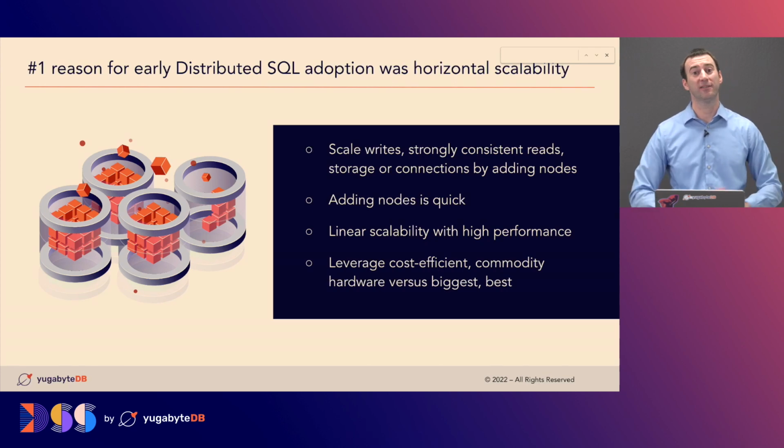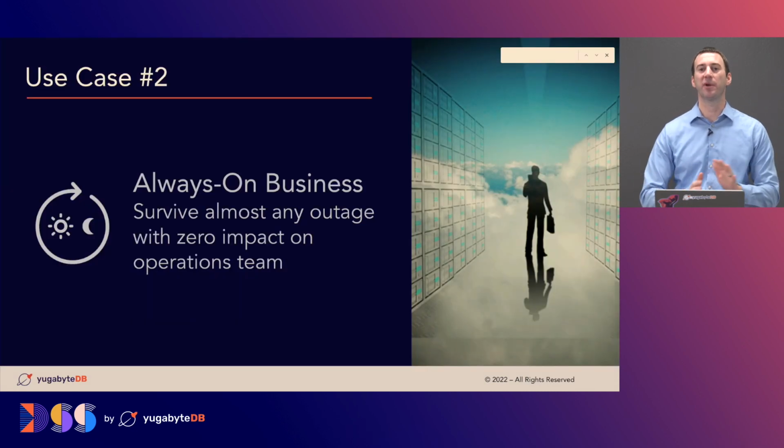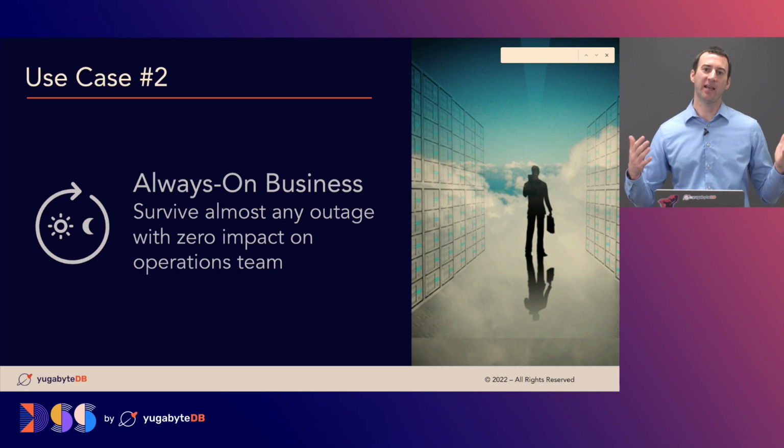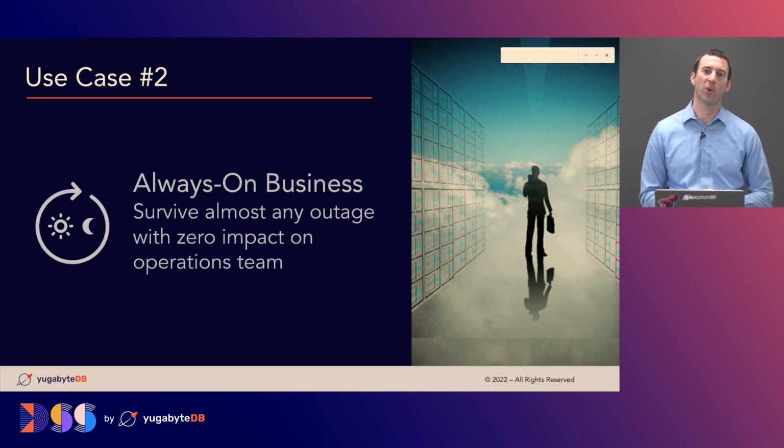So app scale is the number 1 reason customers come to distributed SQL. They're just tired of those challenges of scaling legacy systems, or they just can't anymore. They've hit their limits. Number 2, very much aligned to that first one, is the need for this always-on business, the fact that availability and resiliency are key. Data is essential to pretty much everything businesses are doing today. We're a data-centric world, so we need to make sure that data is always available.